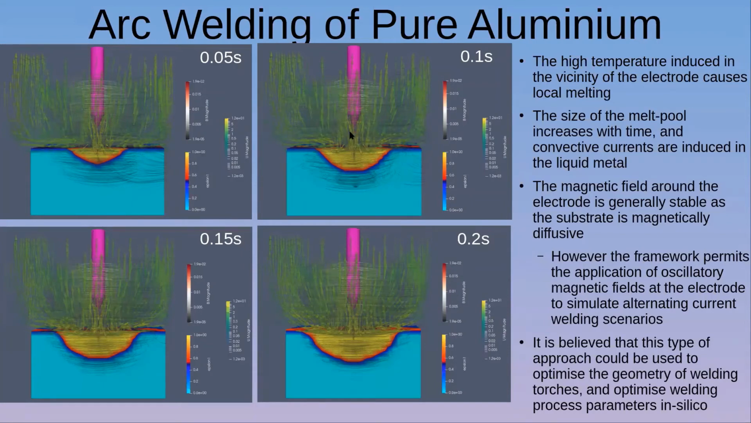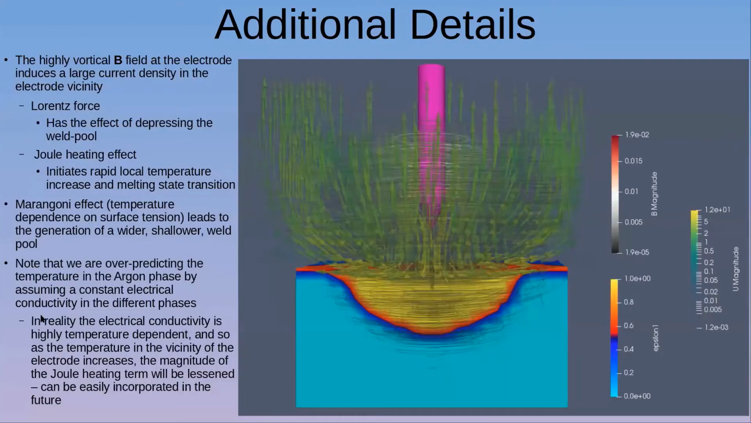Then the Joule heating term initiates really intense local heating at the electrode, and also initiates the Lorentz force that depresses the weld pool. As time progresses, the size of the weld pool increases, and due to Marangoni convection, which, for those that don't know, is the temperature dependence of the surface tension coefficient, we get a wider and shallower weld pool. I've zoomed in on one of those figures here so you can see this vortical magnetic field, which is the stream tracer lines, and the glyphs here are the velocity field. I think that's everything to say on that.